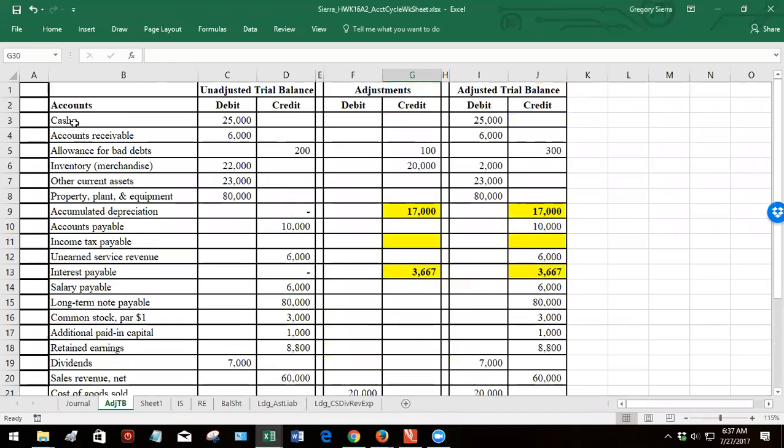Right up here, you have cash, accounts receivable, allowance for bad debts. Even though it's a credit, it's a contra asset, so it's classified with the assets. Inventory, other current assets, property, plant, and equipment. Accumulated depreciation, once again, is a contra asset. Even though it has a normal credit balance, it's classified with the assets, because this $80,000 is the historical cost of the property, plant, and equipment, and the $17,000 is the total depreciation recognized to date on that asset. Net those out together, $80,000 less the $17,000. That's the carrying value of the property, plant, and equipment.